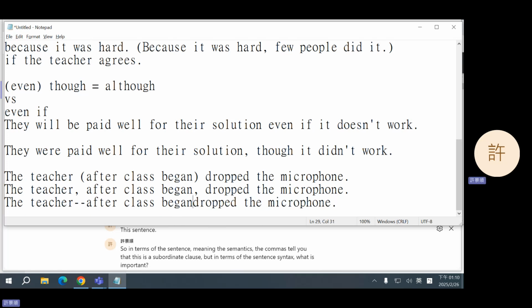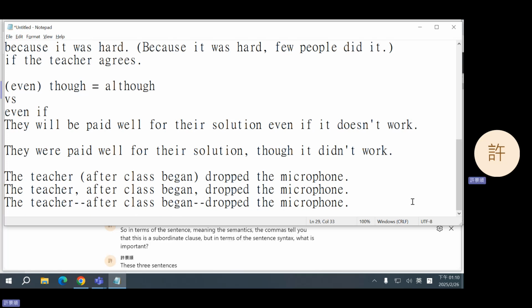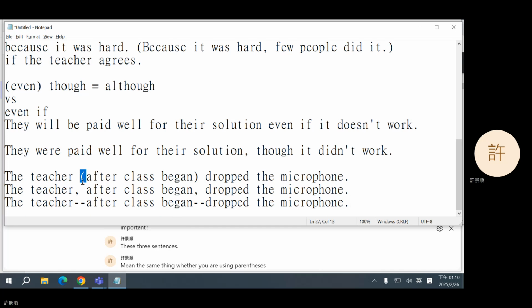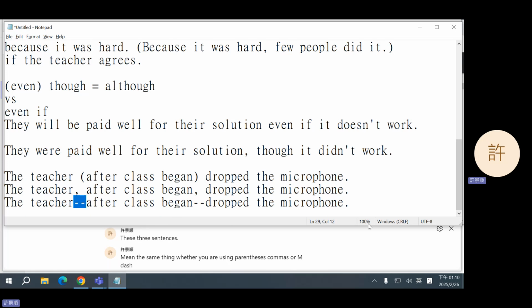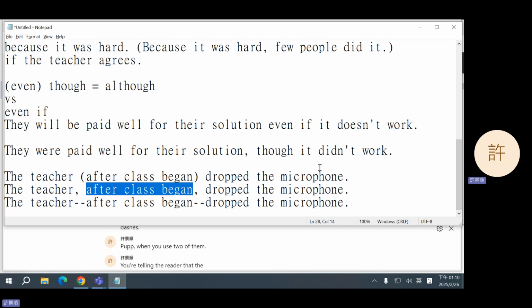These three sentences mean the same thing. Whether you are using parentheses, commas, or em dashes, 破折号, when you use two of them, you're telling the reader that the middle part is less important. It is extra information. It is supplementary information.